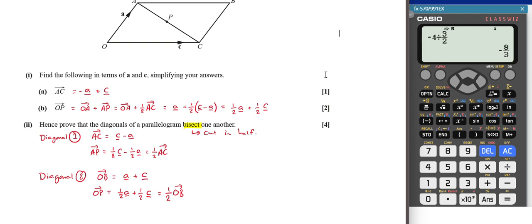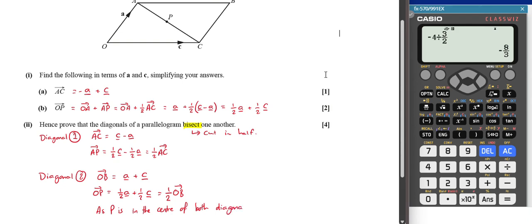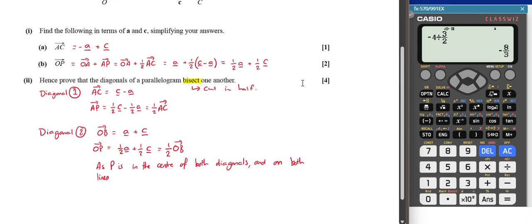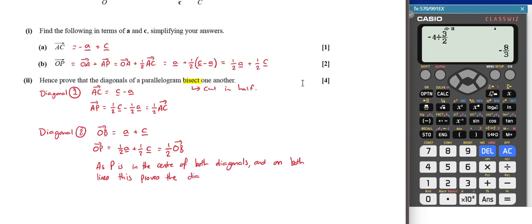So therefore, as P is in the center of both diagonals and on both lines, this proves the diagonals bisect each other.